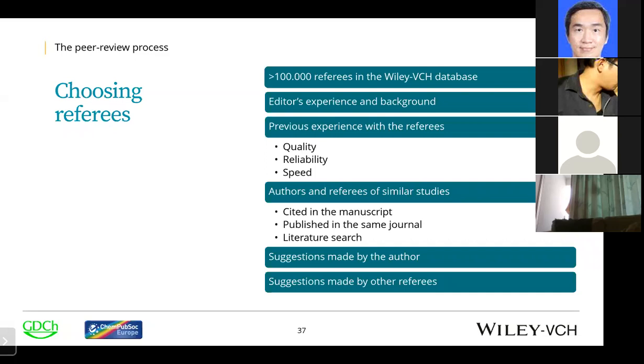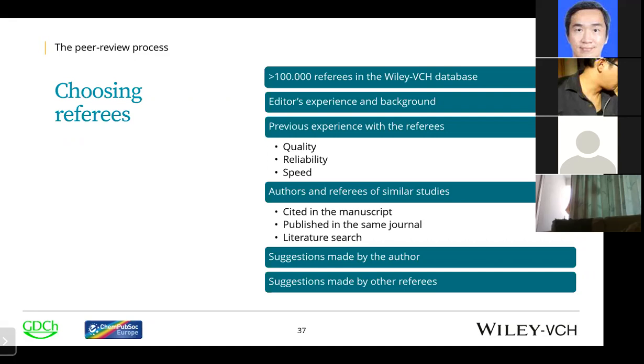And of course, we look for referees from the manuscript itself. We look into similar studies, basic work cited in the manuscript, those published on the same topic in the same journal, and we heavily rely on online databases such as Web of Science to do literature searches to find relevant and suitable referees.